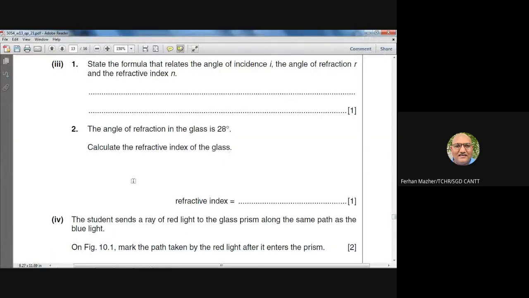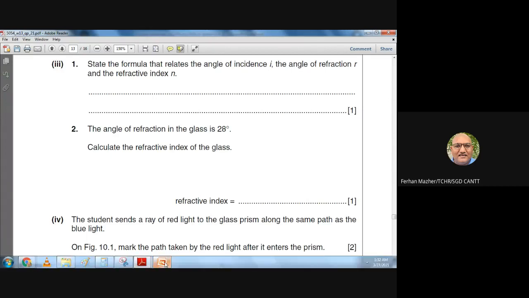Okay. The second part: the angle of refraction in the glass is 28 degrees. Calculate the refractive index of the glass. From the given diagram, I know the angle of incidence, and I now know the angle of refraction in the glass, so I can find the refractive index. The refractive index is represented with N. N is equal to sine I divided by sine R.